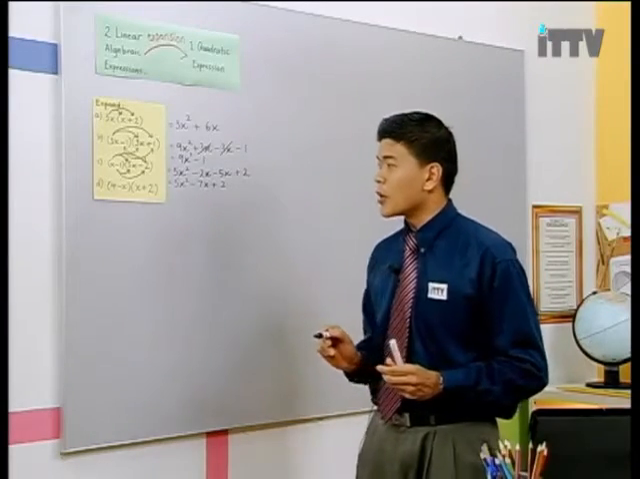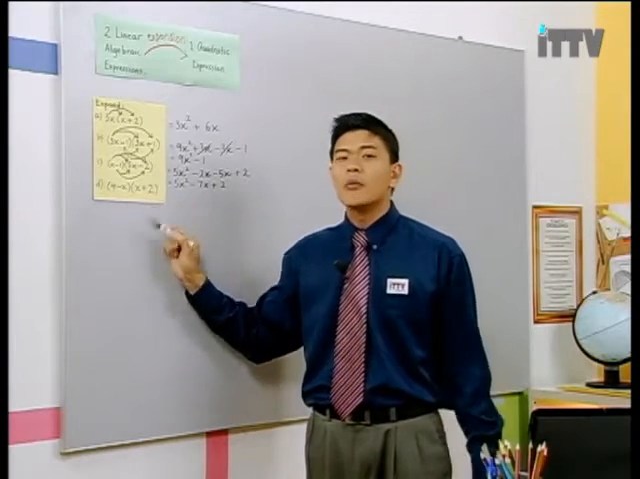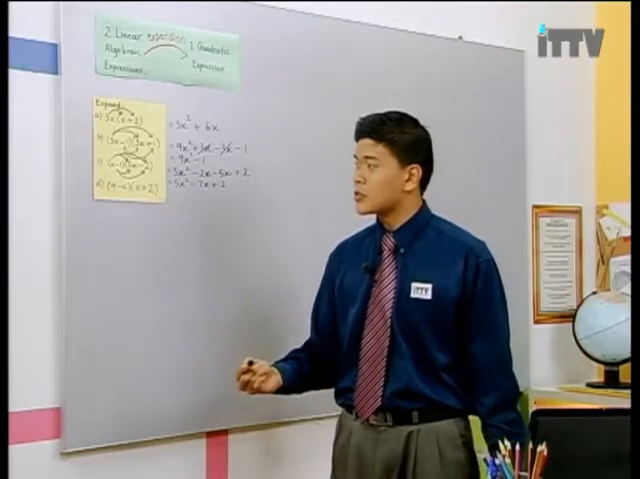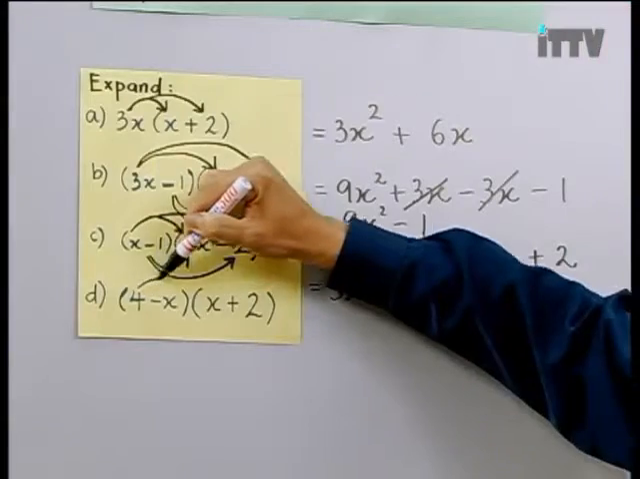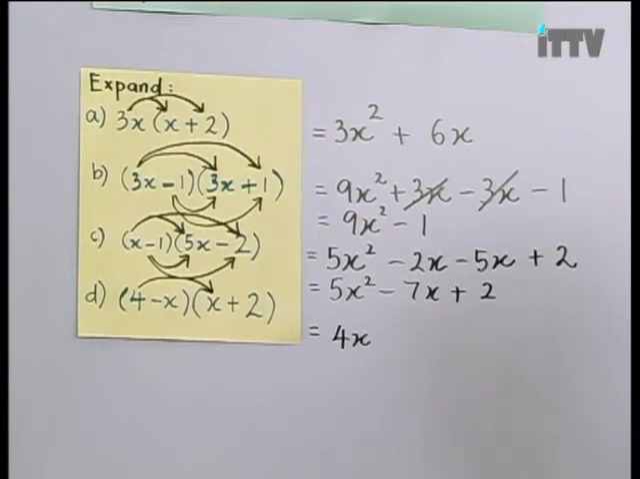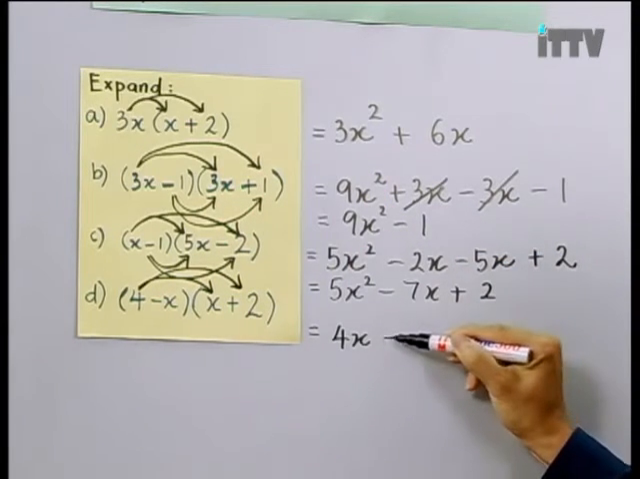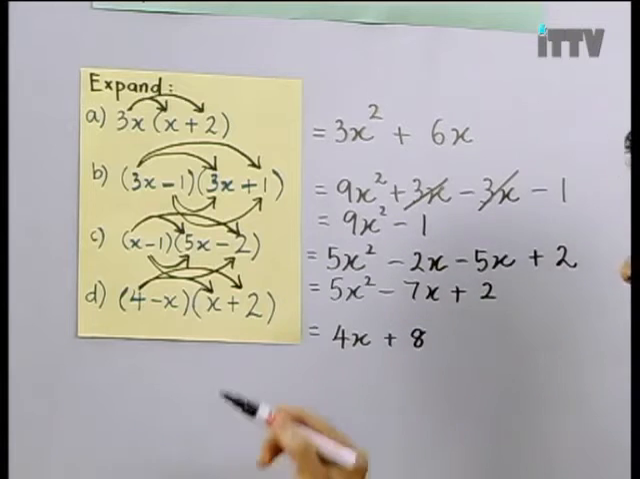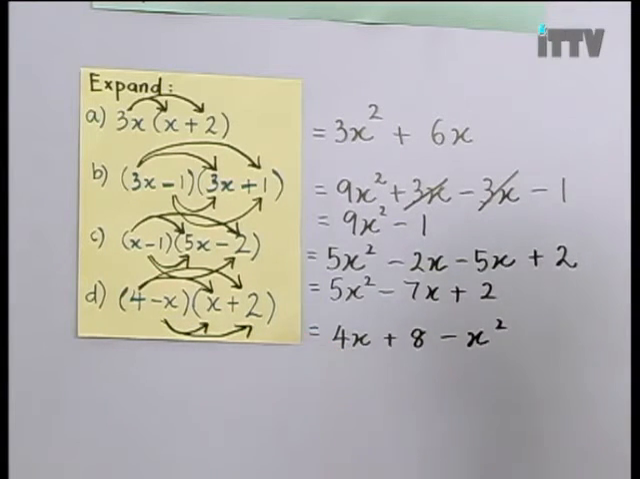Alright, in D, one linear expression, another linear expression. Remember, forming a quadratic expression through the process of expansion or expanding the terms. So step by step, 4 multiplied by x will give you 4x. Alright, 4 multiplied by 2 will give you, both are positive, positive 8. Alright, negative x multiplied by x, negative x squared. And negative x multiplied by positive 2, negative 2x.